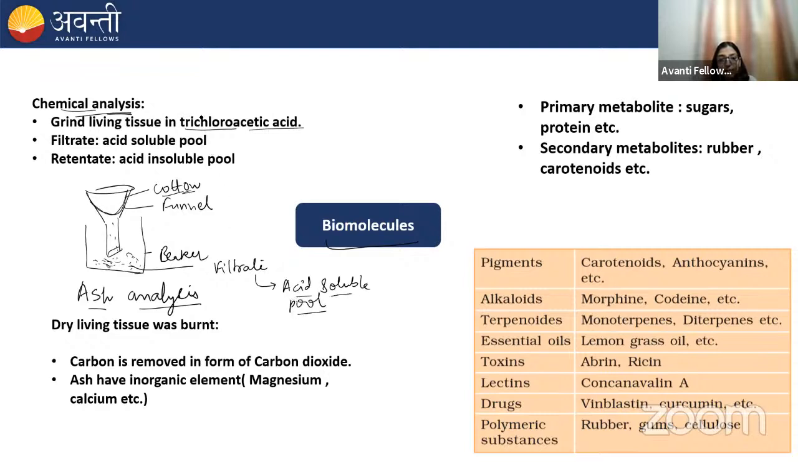Why acid-soluble pool? Because we grind this living tissue in the chemical trichloroacetic acid. That is why we are getting the acid-soluble pool. The molecules which are smaller in size easily get dissolved in the acid, so we are obtaining these micromolecules. So we are obtaining the micromolecules in the acid-soluble pool.